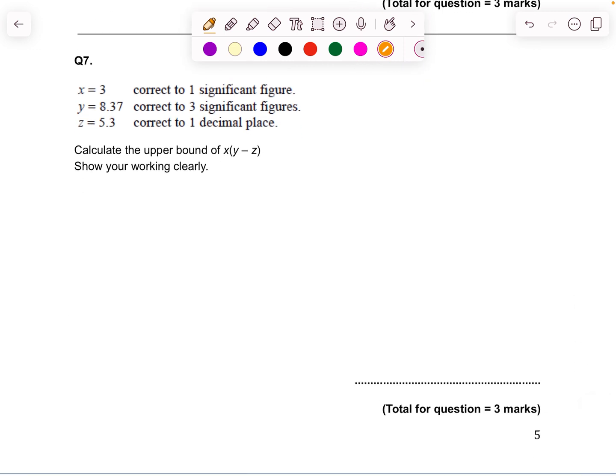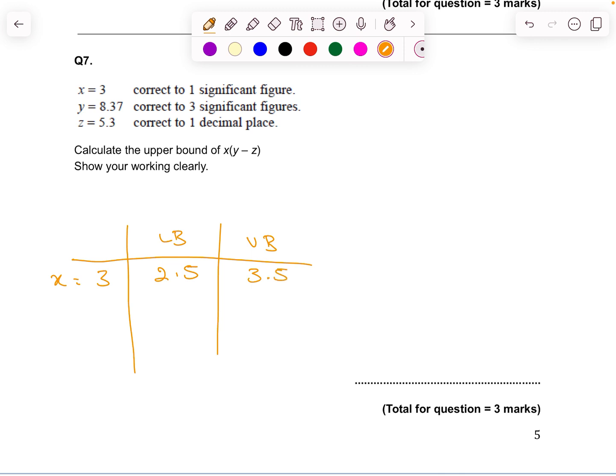Okay, here what I would do, just to get some marks, is I would take my X, Y, and Z and work out the lower bound and the upper bound for each of these, and then I'll decide what I'm going to use. So X equals 3. And that's to the nearest one significant figure. So basically to the nearest whole number. So nearest whole number, 1 divided by 2 is 0.5. So lower bound is 2.5 and upper bound is 3.5.